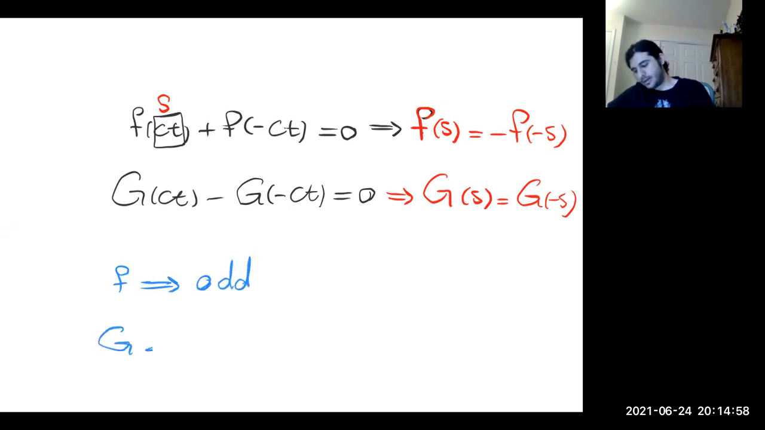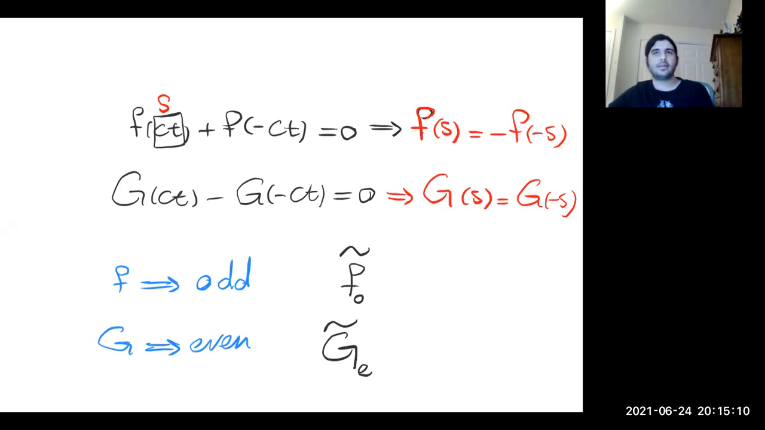G should be even. So when we were thinking about what form of extension we should consider, for f, we should take the odd extension. For g, we should take the even extension. Right? And now just putting these even and odd extensions back into the equation, let's go back.